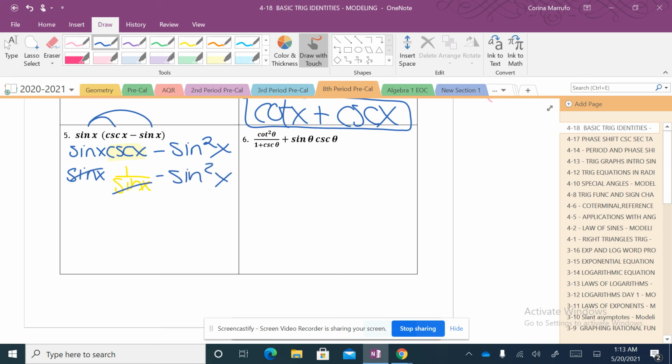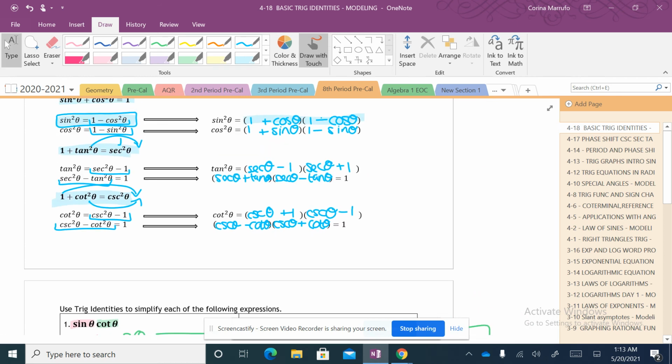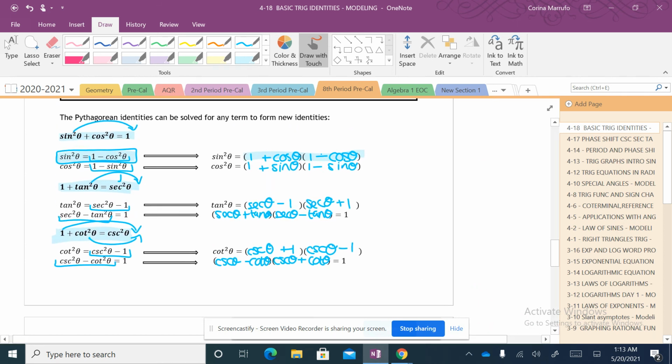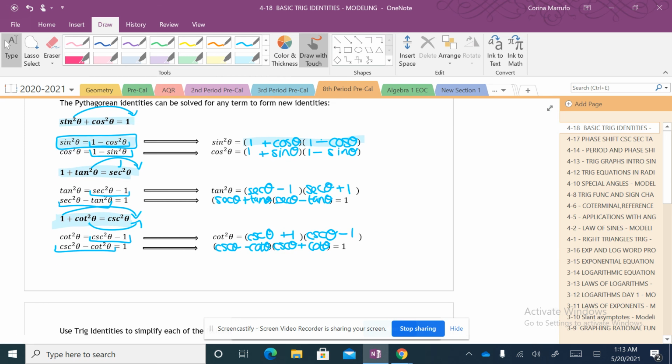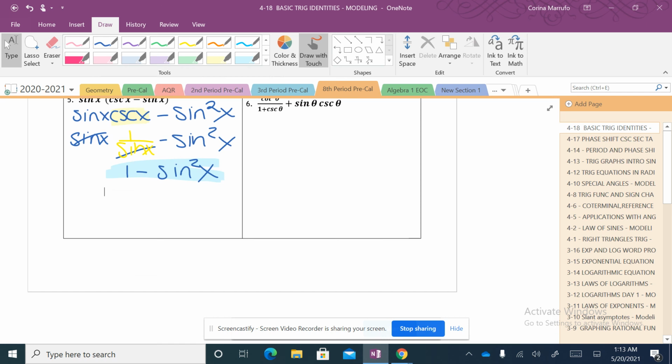So then these sines end up canceling out, and we get 1 minus sine squared of x. Okay. Well, this one happens to be my Pythagorean identity. So if I look at my Pythagorean identities up here, sine squared of x is equal to 1 minus cosine squared. So cosine squared is equal to 1 minus sine squared. So this is equal to cosine squared of x.